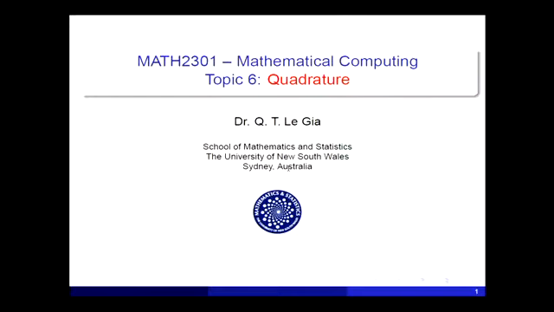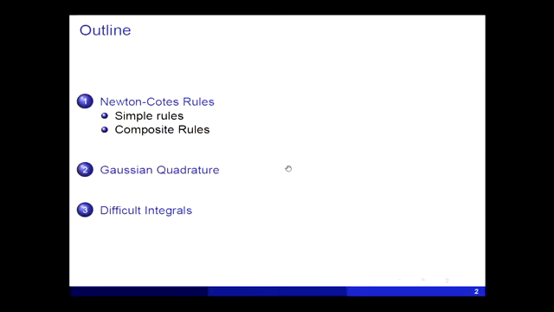So the new topic is about quadrature. Quadrature is more or less just numerical integration. We will study two types of quadratures. One is Newton-Cotes rules, and another one is Gaussian rule. You see, the name of Newton is everywhere.